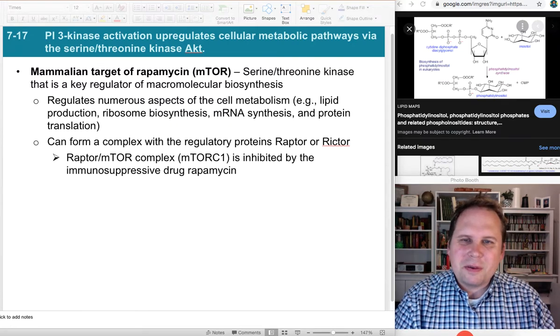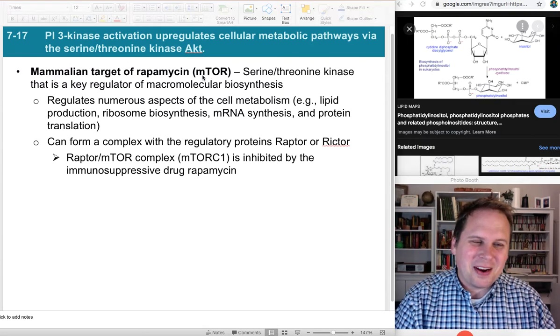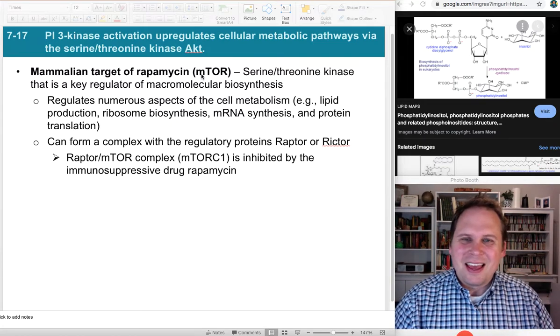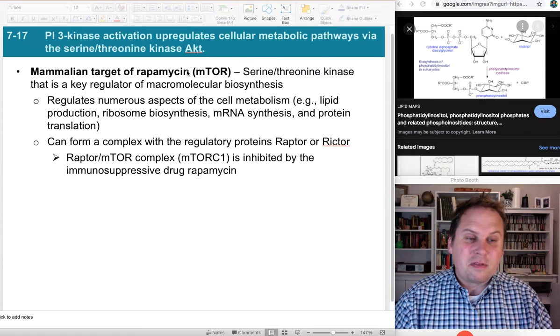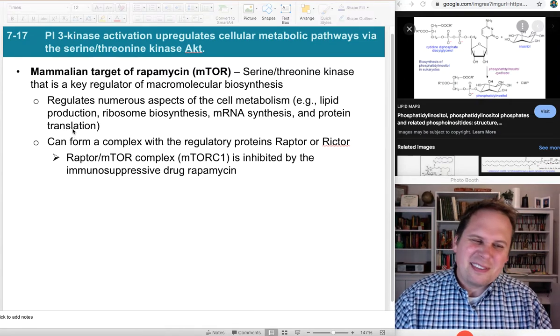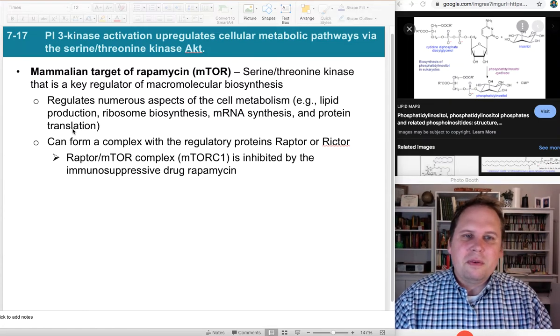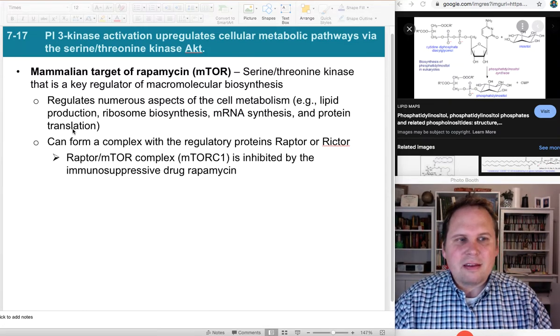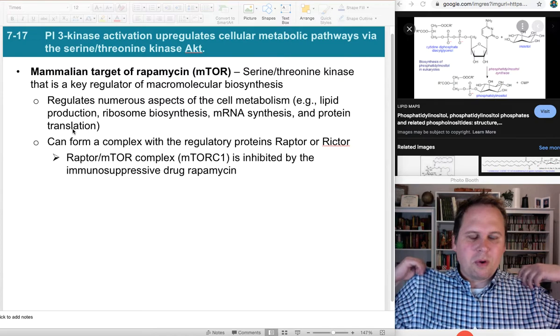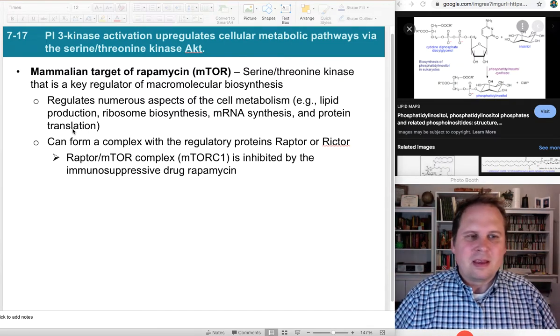rapamycin binds to the mammalian target of rapamycin, mTOR, and mTOR is connected. This is one of the most connected proteins you'll see. It is involved in driving a lot of cell metabolism, like lipid production, ribosome production, mRNA production, and protein production. Pretty much all the stuff that keeps cells alive. And so you can really strongly affect this in T cells if you treat with rapamycin. You'll basically poison T cells. And by poisoning T cells, they then won't attack and destroy the transplanted organ.